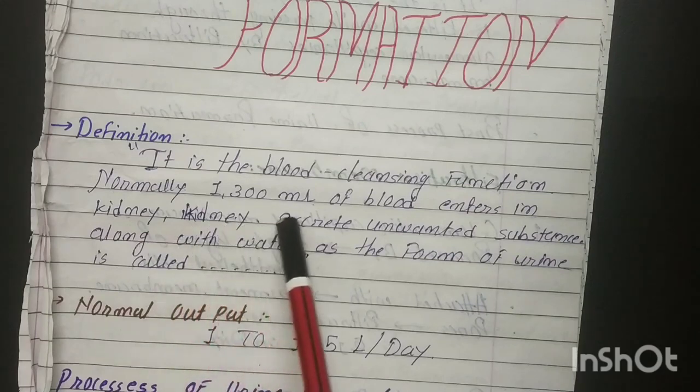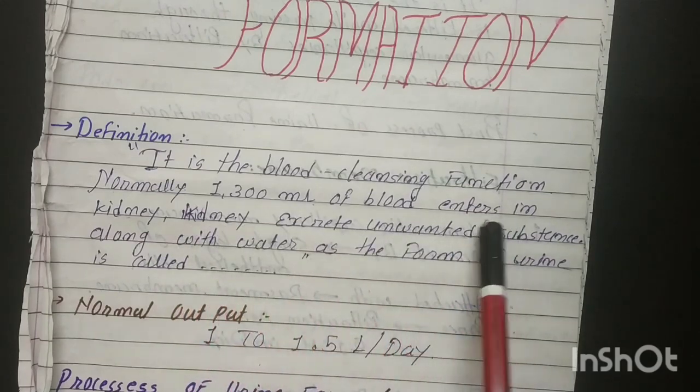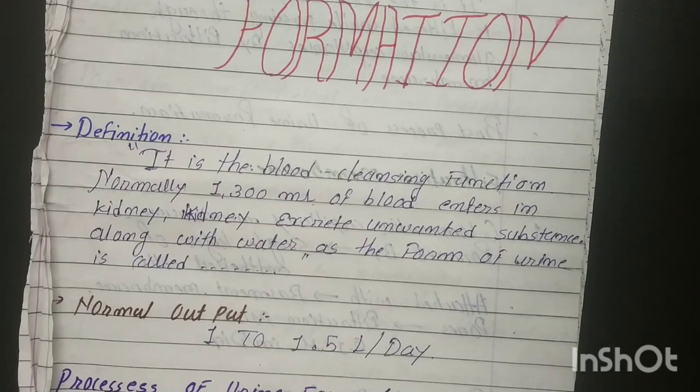It is the blood cleaning function. As I told you, it is one kind of excretion of unwanted substances and metabolic waste products from the blood. As we all know, blood is filtered by the kidneys, and we will see the whole mechanism of how urine is formed. But first, let's see the definition. It is the blood cleaning function.